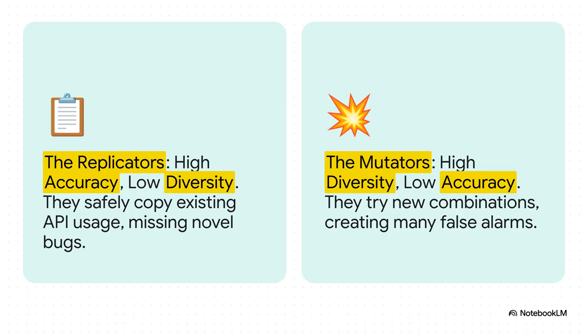Then on the other side, you have the mutators. These guys are aggressive, they're creative, they try all sorts of wild new combinations. They have high diversity, but they create a flood of those API misuse errors, basically burying developers in false positives.